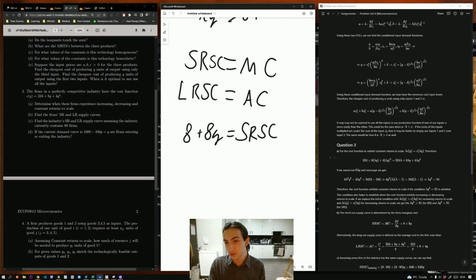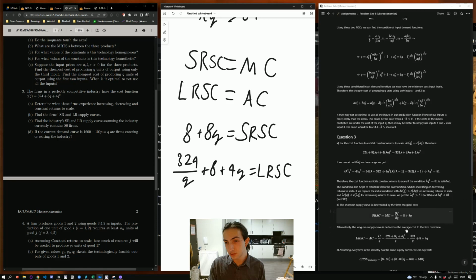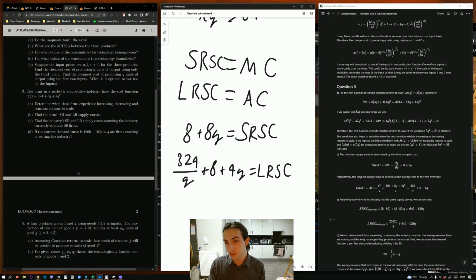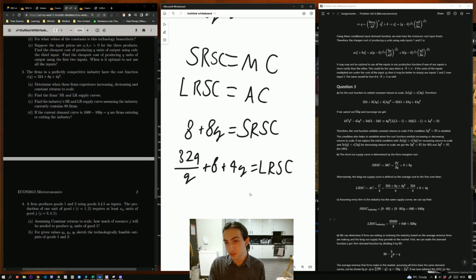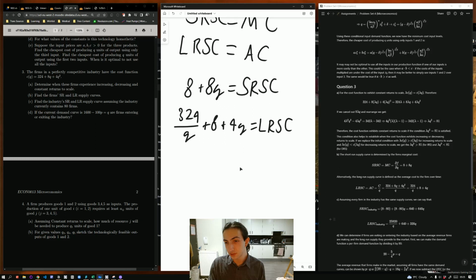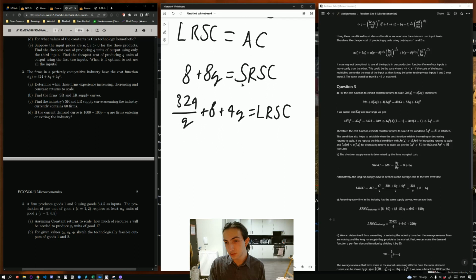And then to get average cost, we just divide by Q. So it's going to be 324 over Q plus 8 plus 4Q, which is going to be the long run supply curve. Okay? So we've got that. And that's literally just it. Find the industry's short run and long run supply curves, assuming the industry contains 80 firms. Basically, all we do is we just times these equations by 80 each.